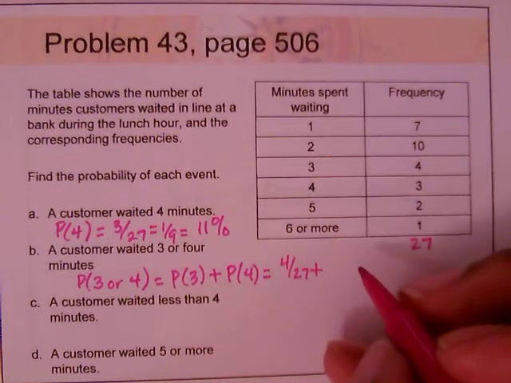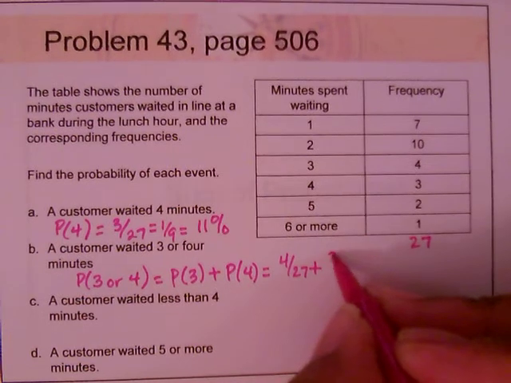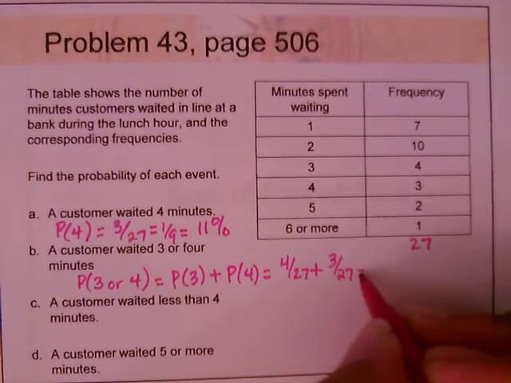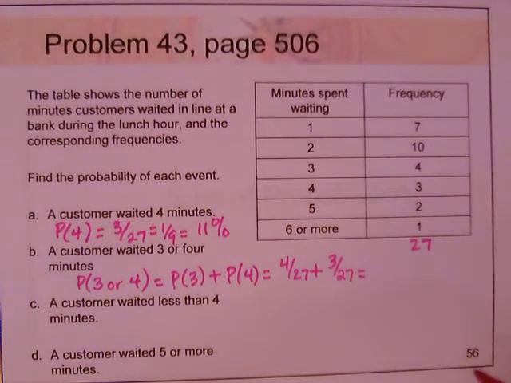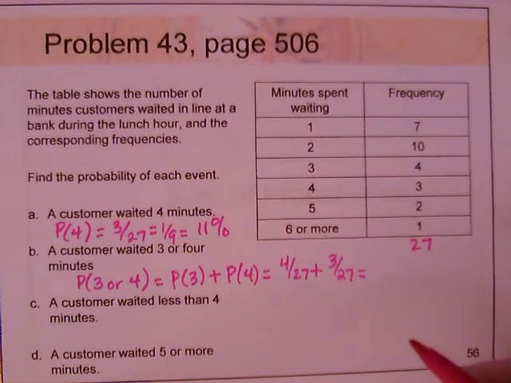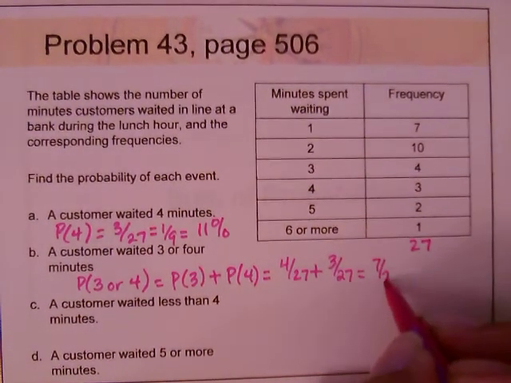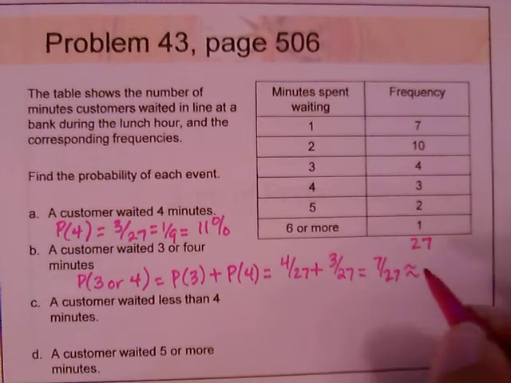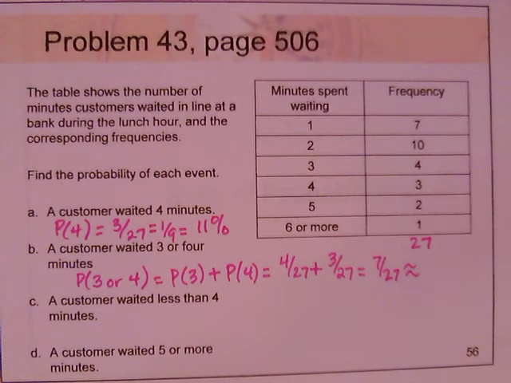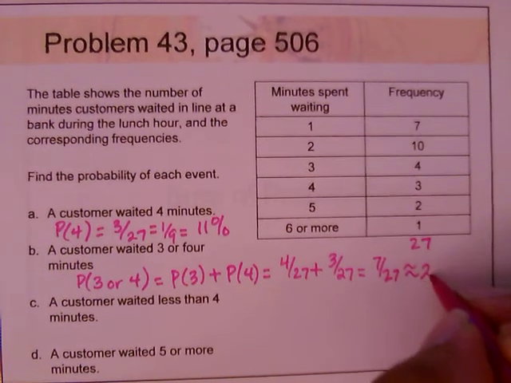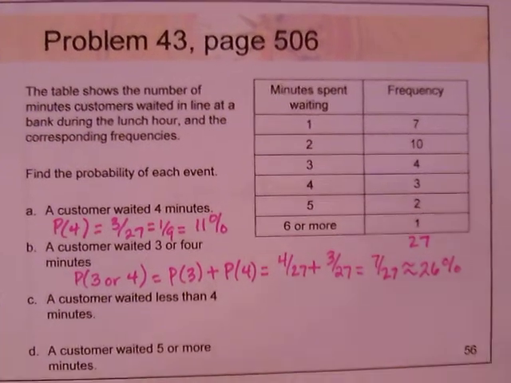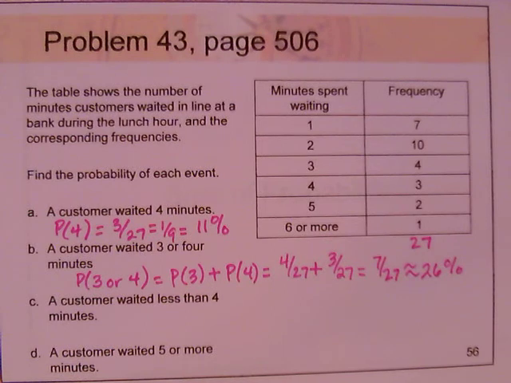That way, we'll have the same denominator. So 4 27ths and 3 27ths will be 7 over 27. And I'm going to do 7 divided by 27 times 100, which is approximately, to the nearest whole percent, 26%. So the probability that a customer waited 3 or 4 minutes would be 26%, approximately.